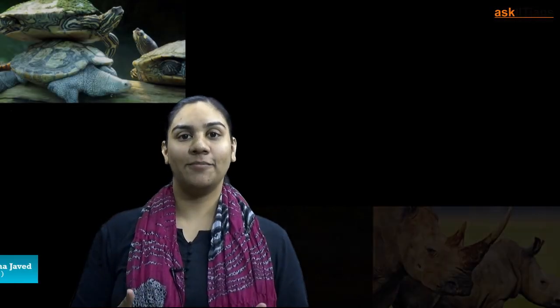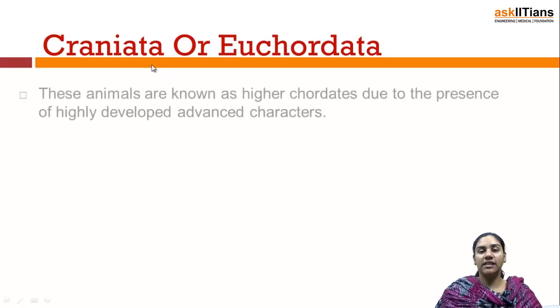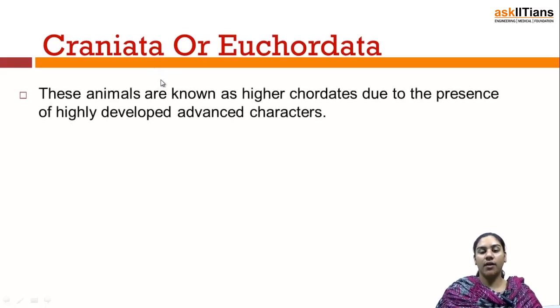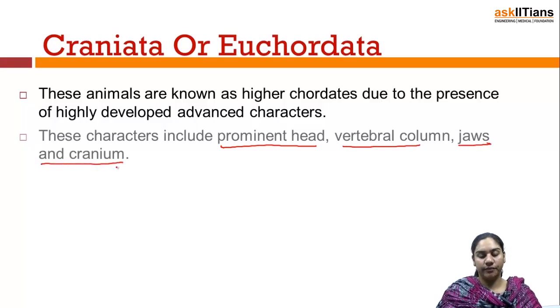Hello students, welcome back. So this is the second group of the phylum Chordata, that is Craniata or Euchordata, and we'll be starting with the discussion about its characters. Now we'll be discussing another group of the Chordata, that is the Craniata or Euchordata. So these are the higher chordates in which advanced characters are present, and these advanced characters include a prominent head, vertebral column, jaws and the cranium.